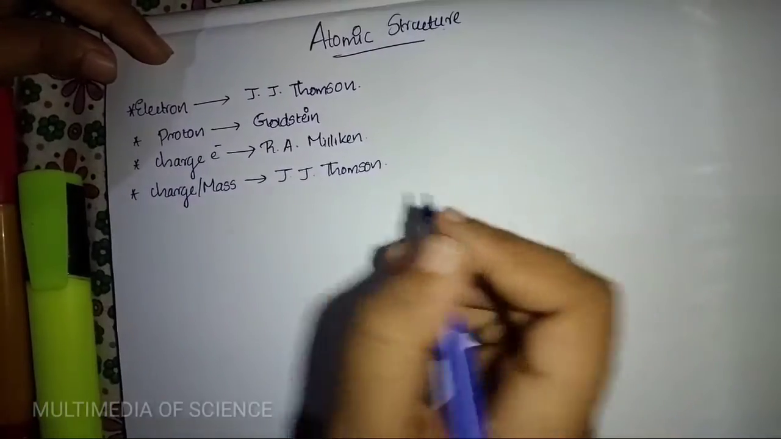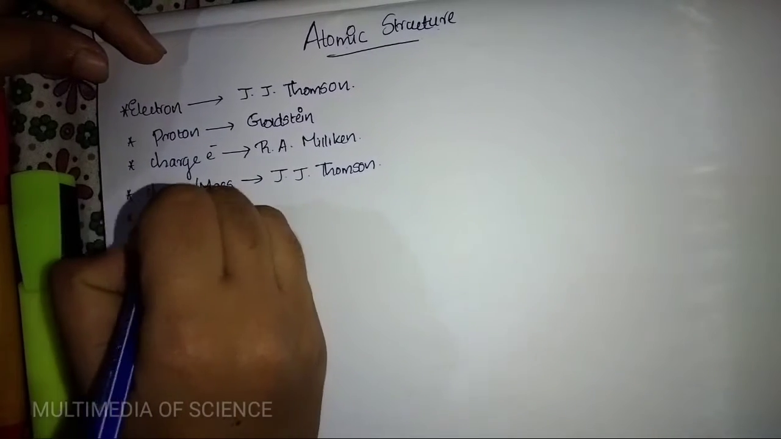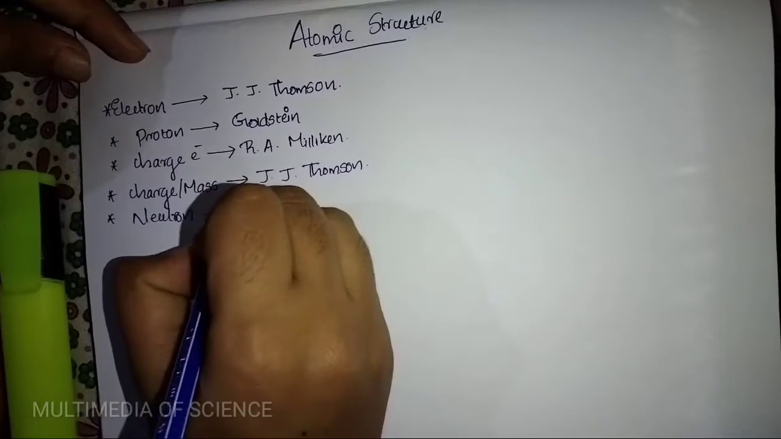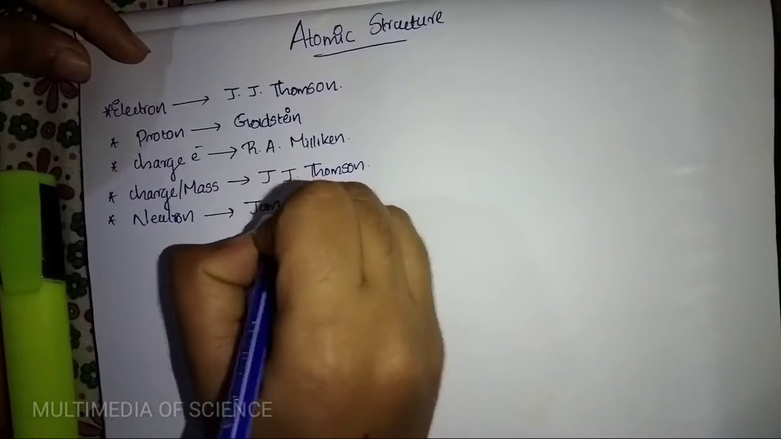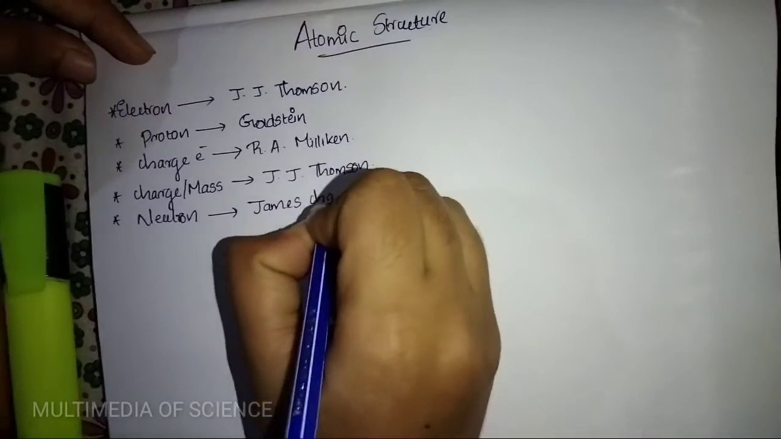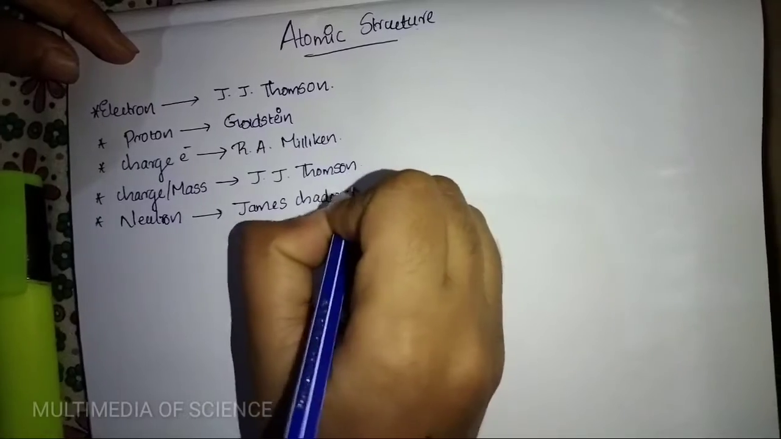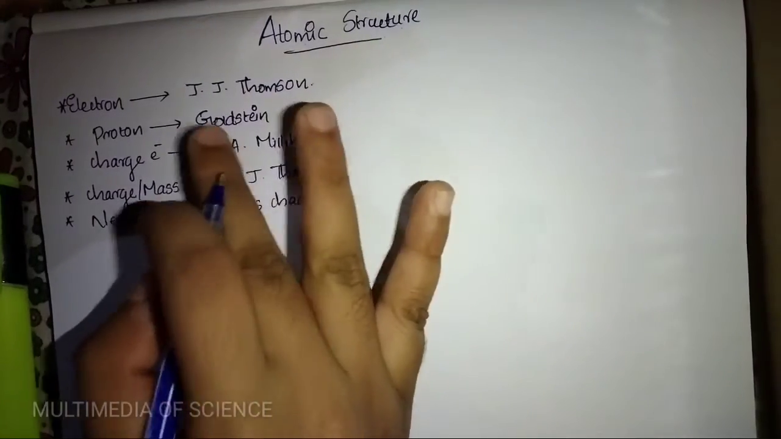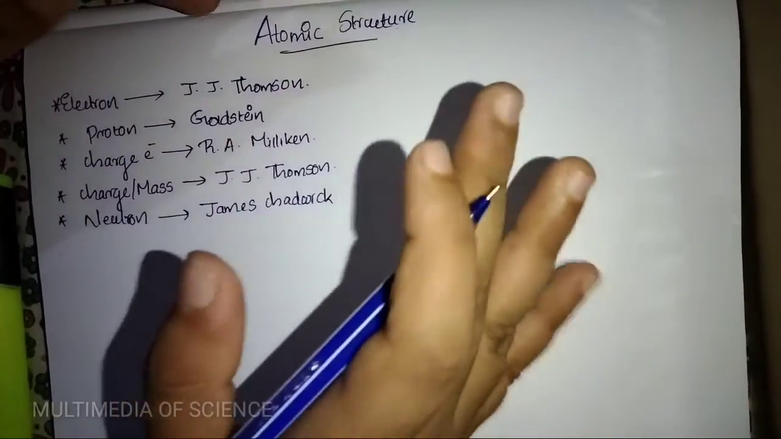Next is about the neutron. The neutron was discovered by James Chadwick. Okay, these are some important personalities discussed in this chapter.